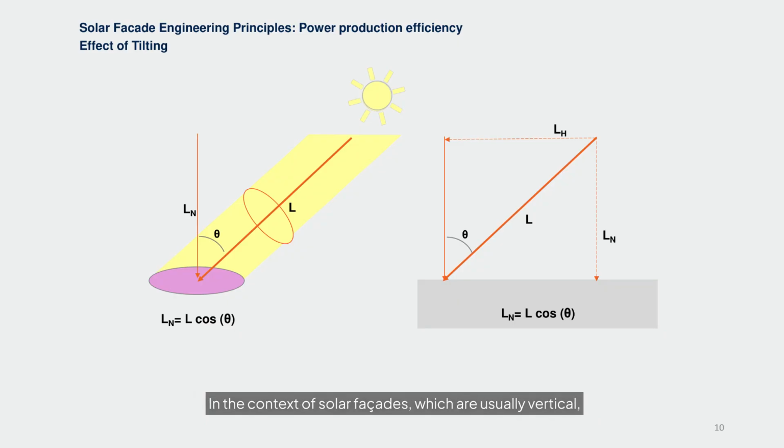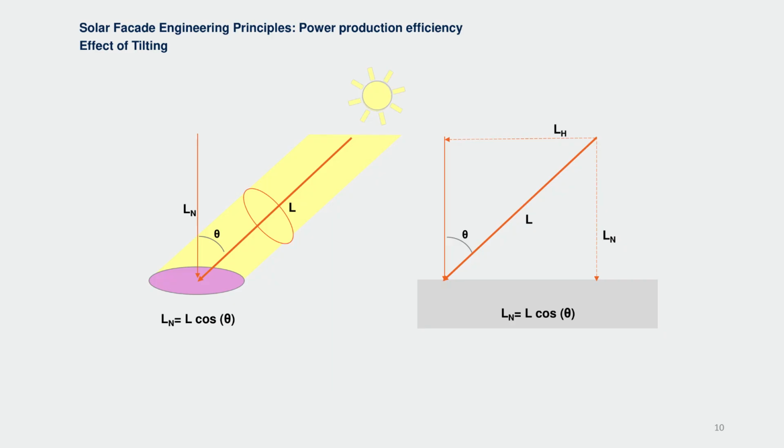In the context of solar facades, which are usually vertical, this means they are optimally angled for low winter sun, but receive less direct radiation in summer when the sun is high. Therefore, optimal tilt angles depending on the facade orientation help increase power production.